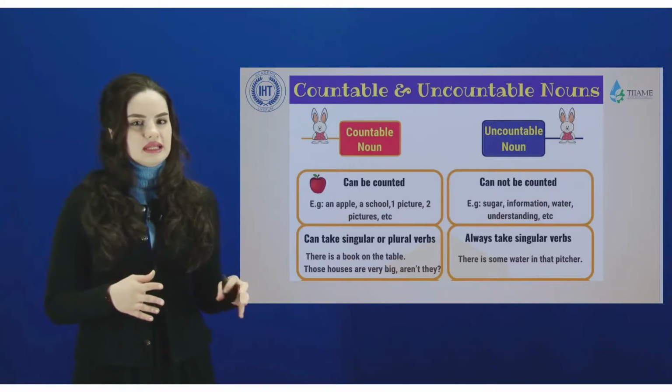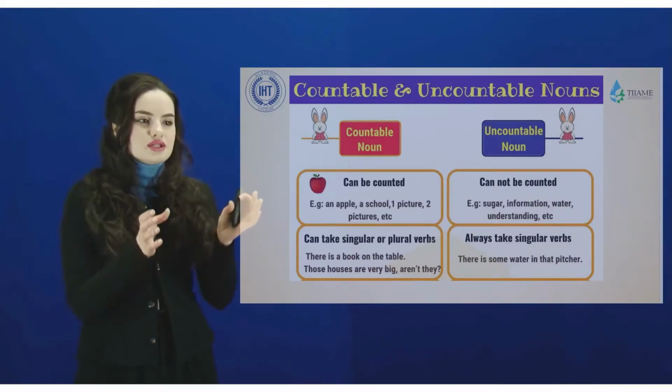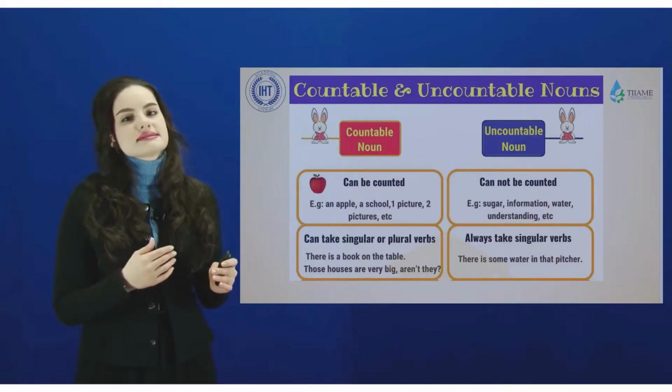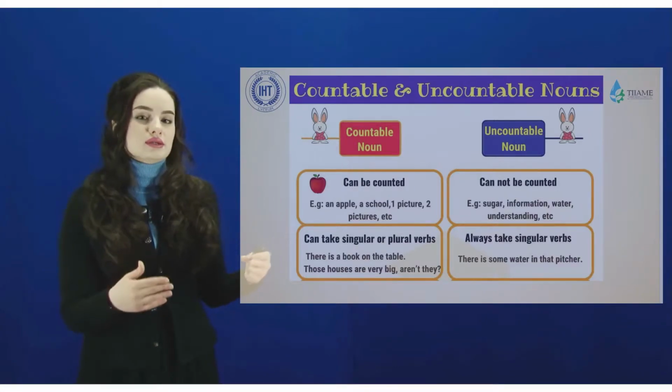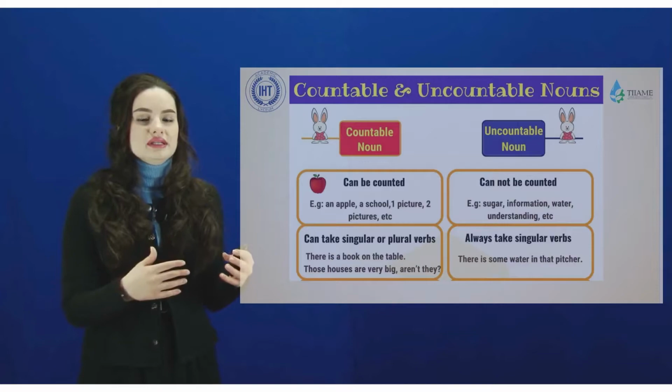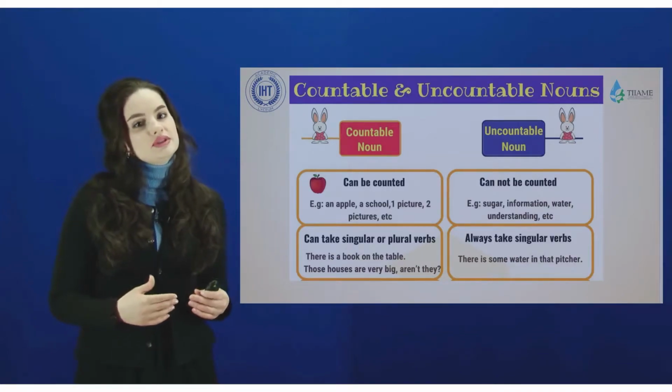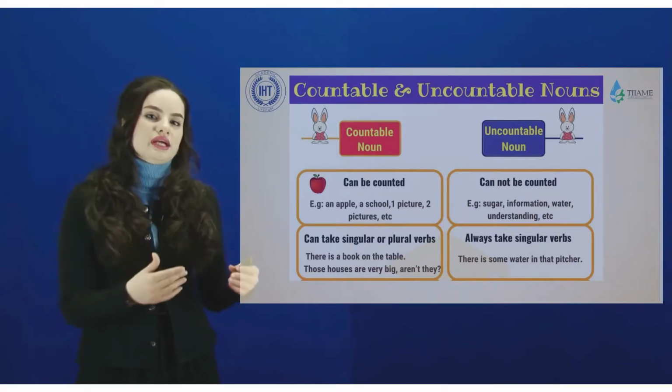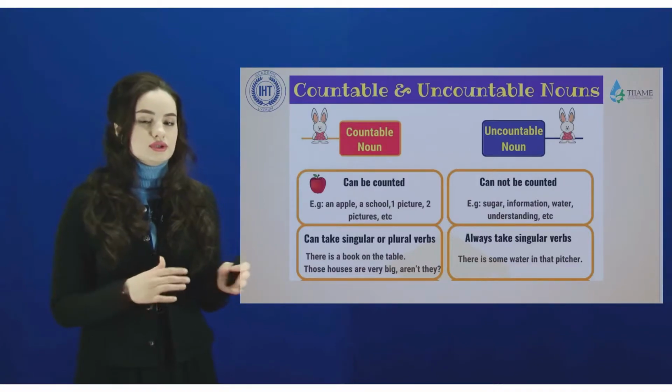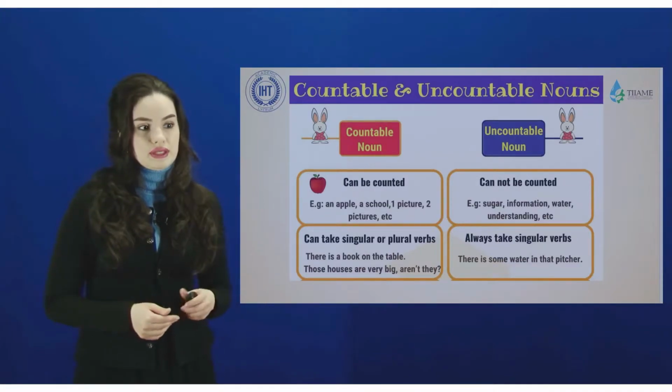So, countable and uncountable. Now can you see just two pictures? This slide is divided into two parts in order to explain better, in order to give you an opportunity to see how you should differentiate nouns into two categories.